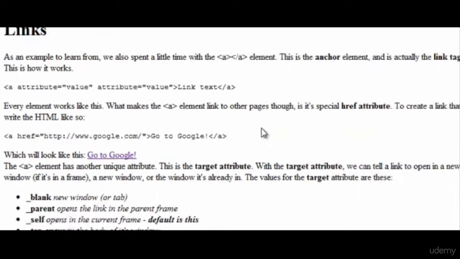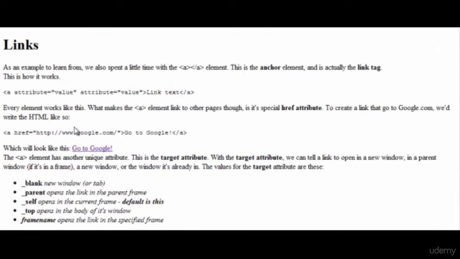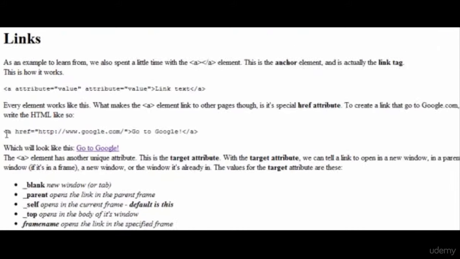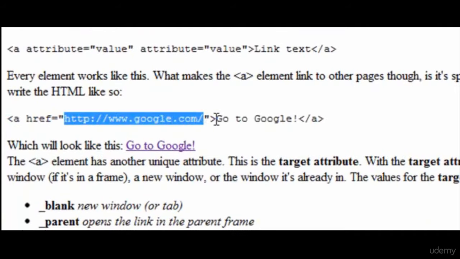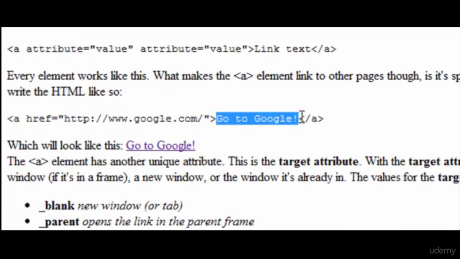To create a link to go to, for example, google.com, we'd write the HTML like so. We open it, href, and this is our value. And that would be our text that we would show as the link, and we close it. And this is what it would look like right here.